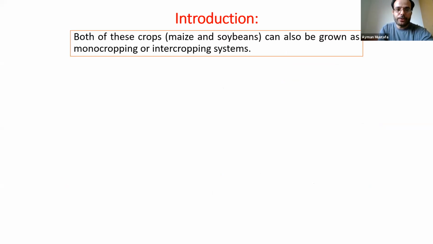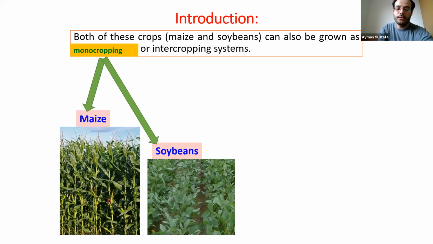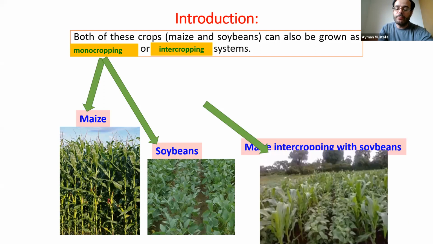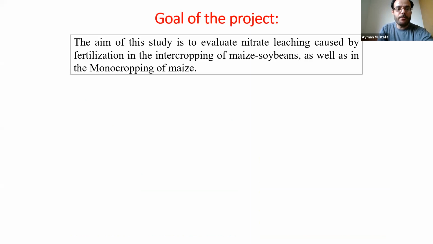In our research, we have two crops, maize and soybean. Both of them can be grown in a monocropping system, for example, maize alone or soybean alone, or we can grow them together in an intercropping system. The aim of this study is to evaluate nitrate leaching using fertilizer in an intercropping system of soybean and maize, as well as in monocropping of maize alone.